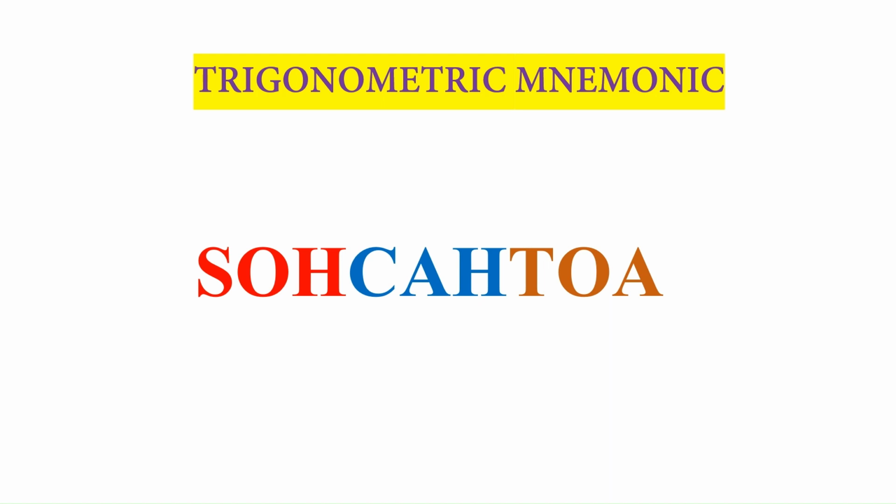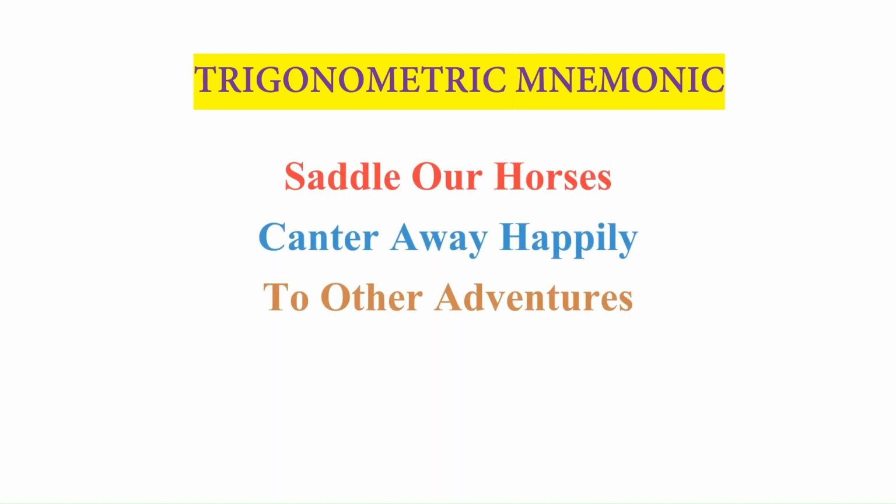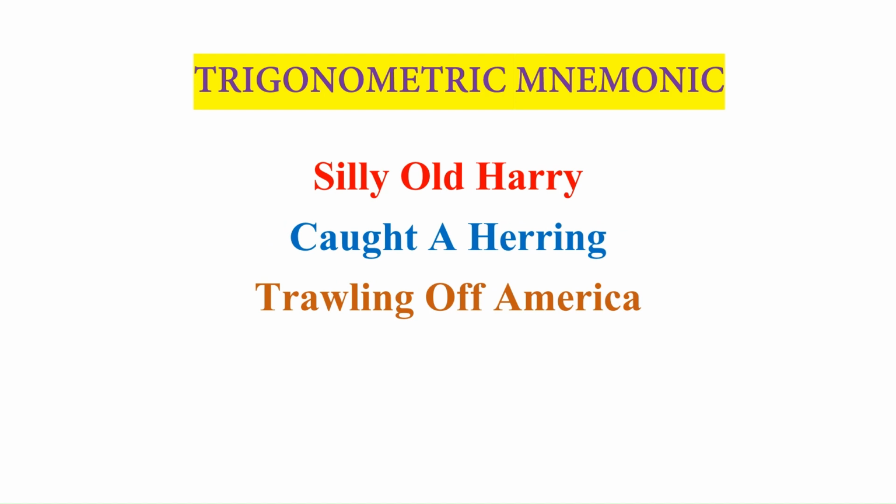Along with this, we have two other ways of remembering this. The first one is: Saddle Our Horses, Canter Away Happily, To Other Adventures. The first, SOH, is for sine: Saddle Our Horses. Canter Away Happily, CAH, is for cos. To Other Adventures, TOA, is for tan value.